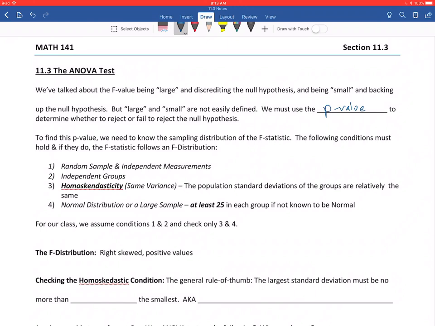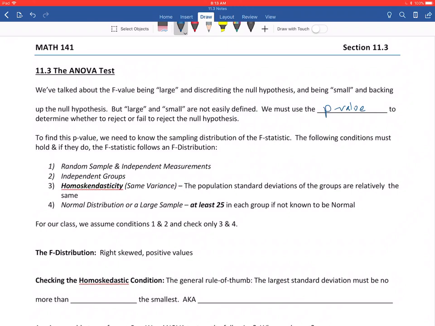In order to find this p-value, we are going to use that F statistic and that F distribution. We haven't done this yet, but these are the conditions that have to be met in order to use the F distribution. You have to have a random sample with independent measures. That's pretty standard. You need to have independent groups, so because we have multiple groups in this case, we have to make sure that they're independent of each other.